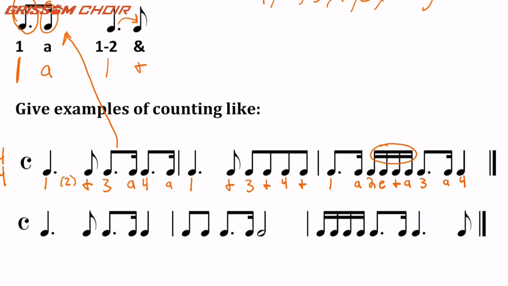Take the time right now, pause the video, do this second line of examples. When you're ready, play the video, we'll see if you get them right.